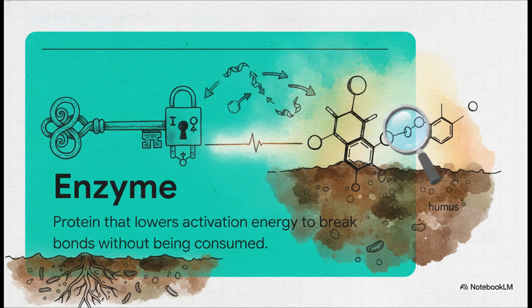You can think of enzymes like biological keys. They are protein substances that essentially lower the activation energy needed to break selective chemical bonds. They act as catalysts. They make the split easier without actually being used up or consumed in the process themselves.